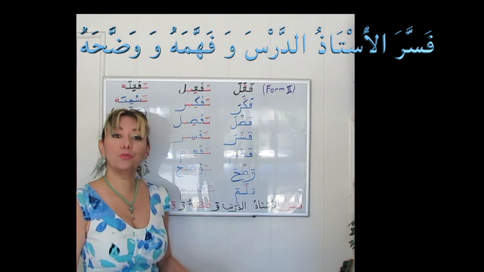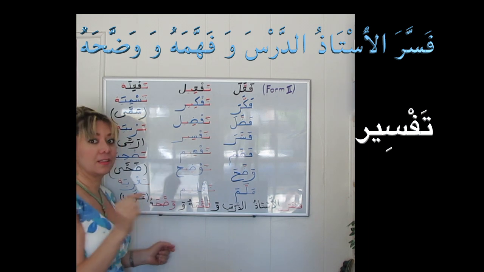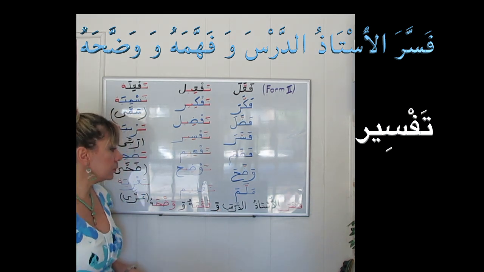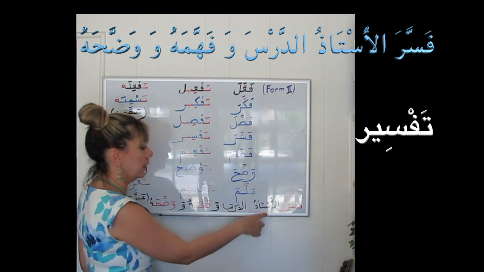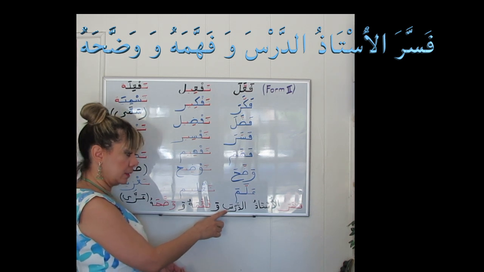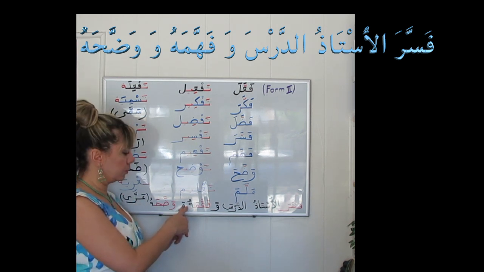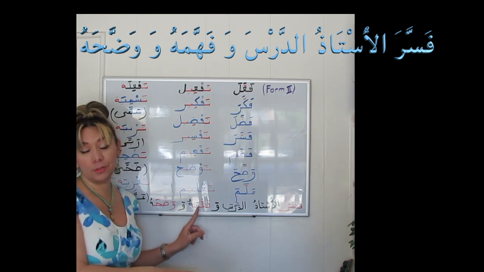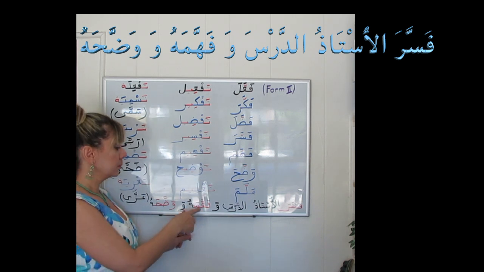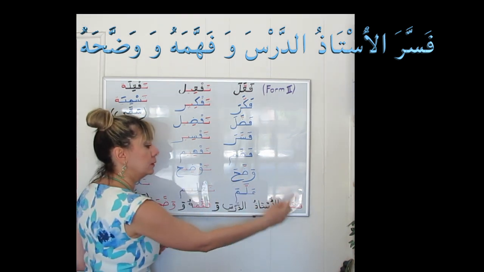So, what is the verbal noun of fassara? Tafsir, it's that easy. Fassara, tafsir, wa, and the coordinating conjunction wa. Instead of saying فهم الأستاذ الدرس, we would just avoid repetition and replace the previous object with a pronoun, the object pronoun of the verb فهم, instead of repeating the same idea. فهم الأستاذ الدرس, which is هو, فهمه, and the subject is implicit, since we already mentioned it previously, within the first sentence.